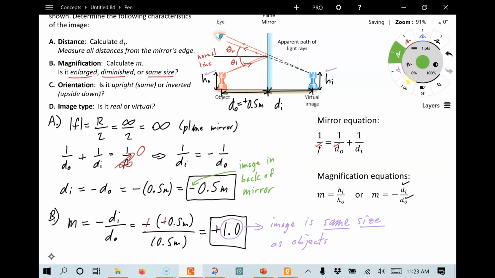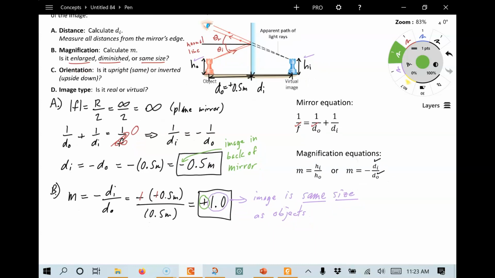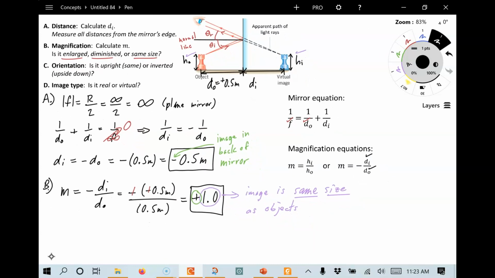Now the plus sign means something else. Looking at part C here, we are asking, what's the orientation? Is this thing upright, the same as the object, or is it inverted? Has it been flipped upside down? Well, clearly we can see that it's upright. So the crown's on the top here, it's on the top here. That means that they have the same orientation. So I'm going to write that down. Same orientation.